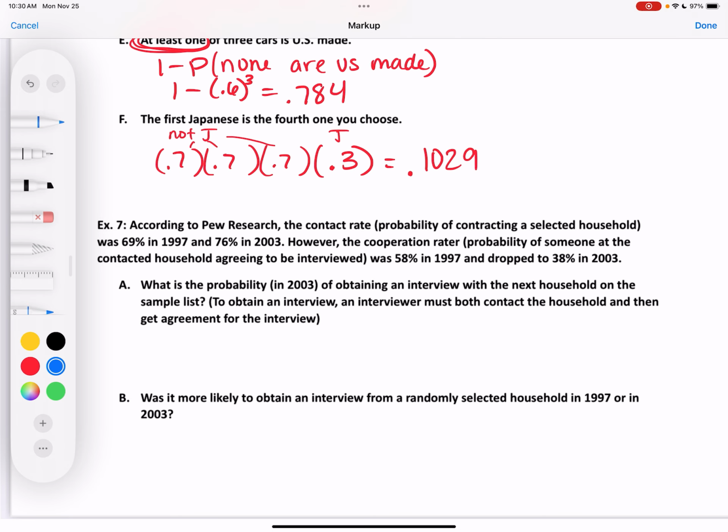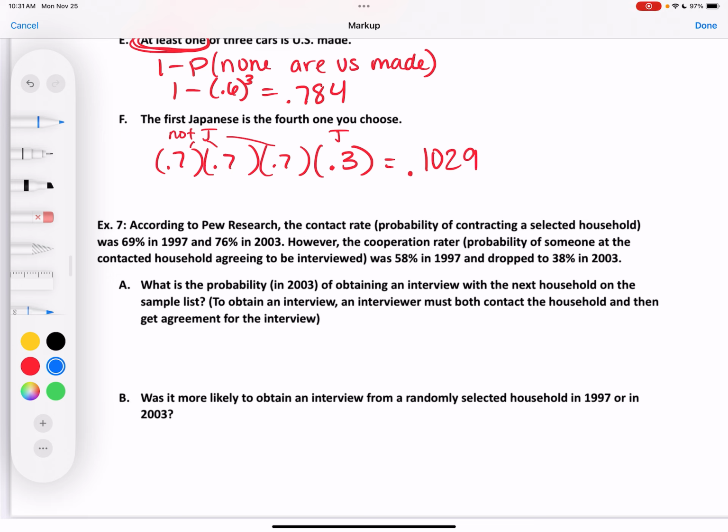According to Pew Research, the contact rate, the probability of contacting a selected household, was 69% in 1997 and 76% in 2003. However, the cooperation rate, the probability of someone at the contacted household agreeing to be interviewed, was 58% in 1997 and dropped to 38% in 2003. What is the probability in 2003 of obtaining an interview with the next household on the sample list? To obtain an interview, an interviewer must both contact the household and then get an agreement for an interview.